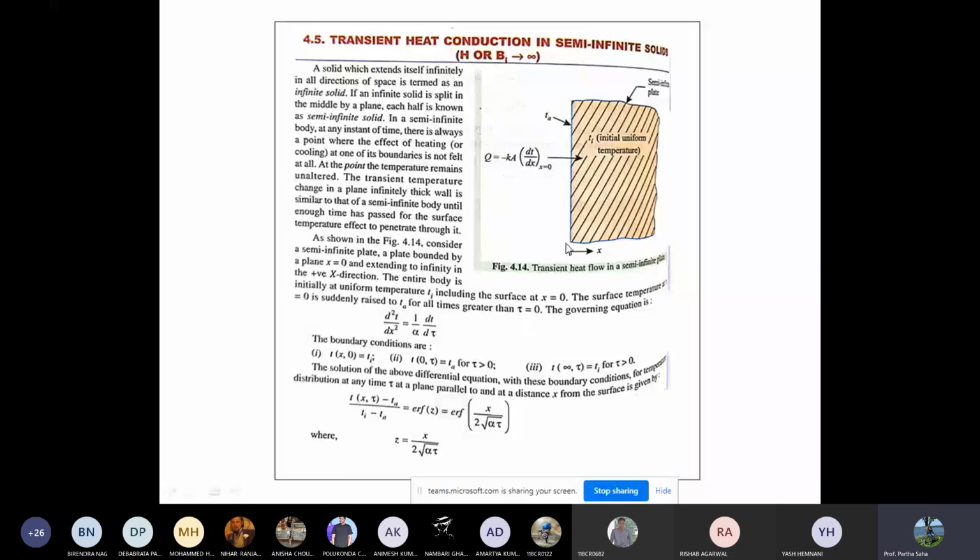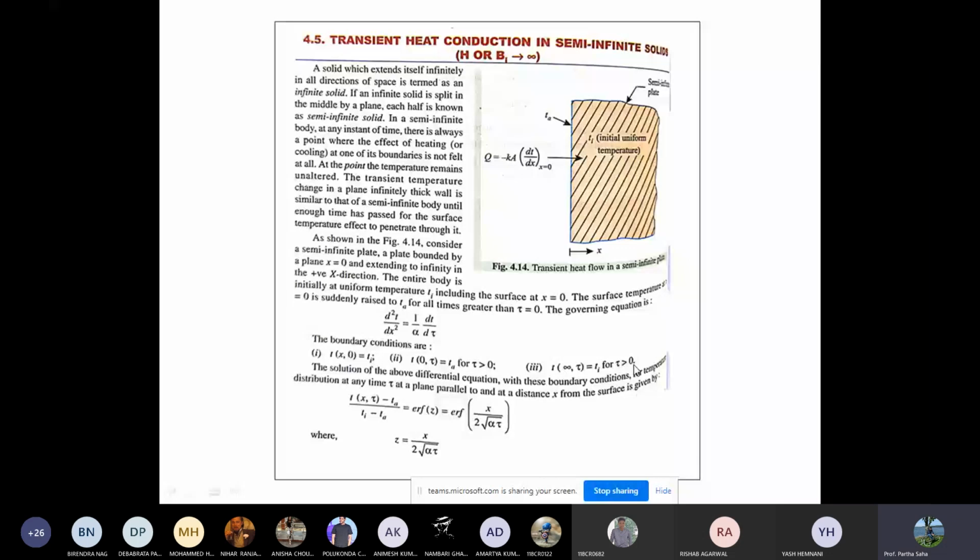So the governing equation remains the same, but the boundary condition will be different here. Why? Because initially the temperature at x equal to 0 is Ti, right? But the moment the time becomes greater than 0, the temperature becomes Ta. This is the second boundary condition. And the third boundary condition is that at infinite distance, the temperature is again Ti, for tau greater than 0, right?